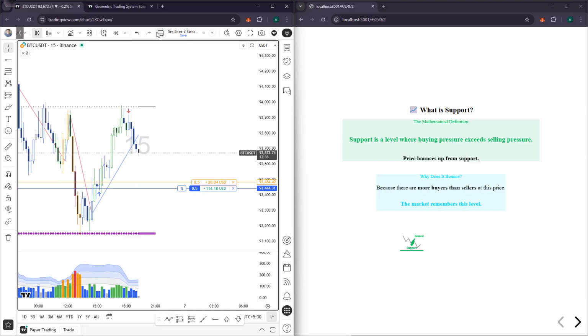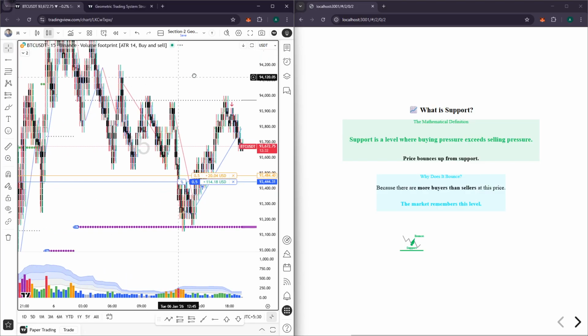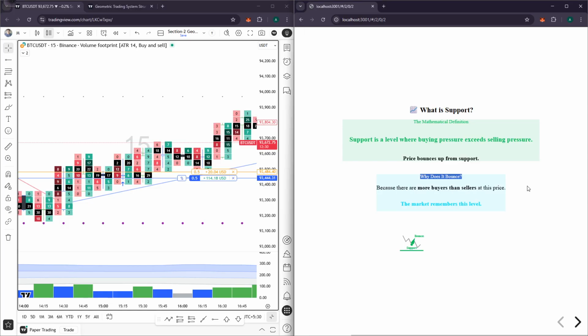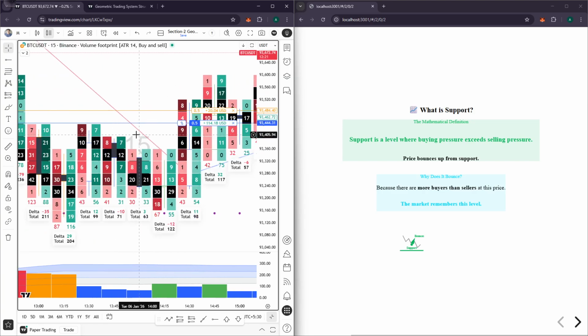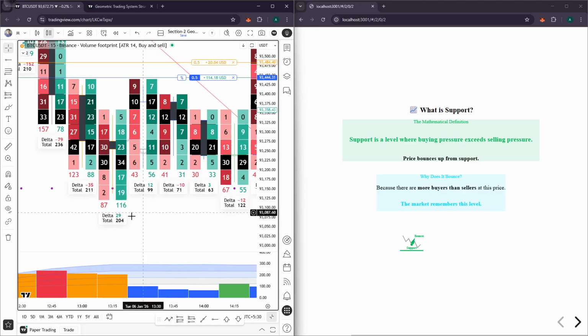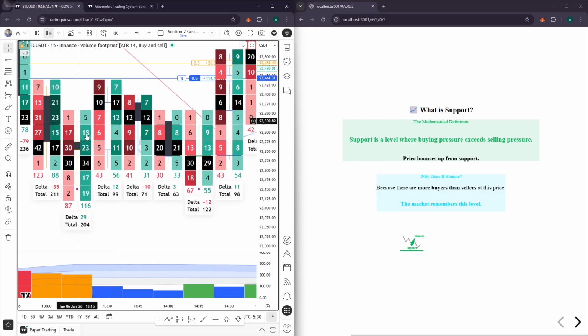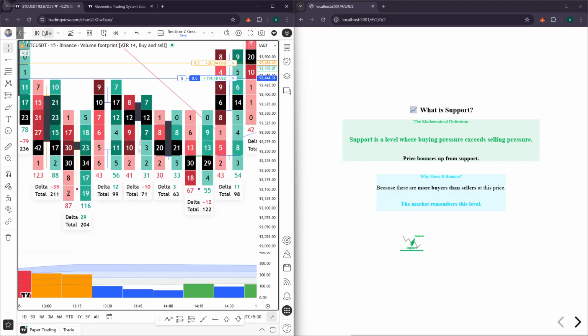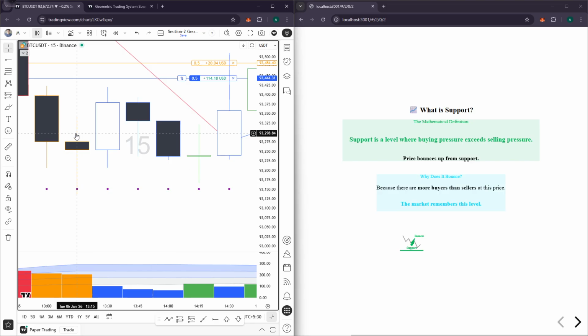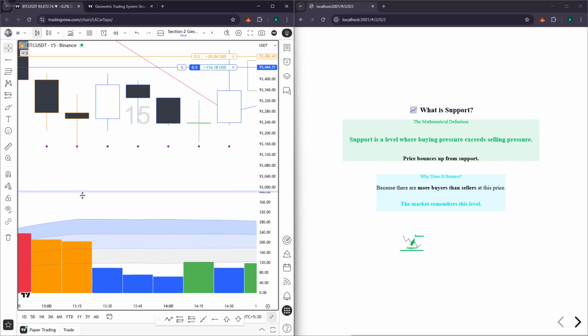Now, when I enable this volume footprint chart, I want to show you what this sentence means: because there are more buyers than sellers at these price levels, that's what becomes support. In the last couple of lectures in section one, I taught you about volume. If you see this midpoint here, that's your purple line. Let me disable that. You see the purple line, and you see this candle, this volume here. It's very big volume, right?